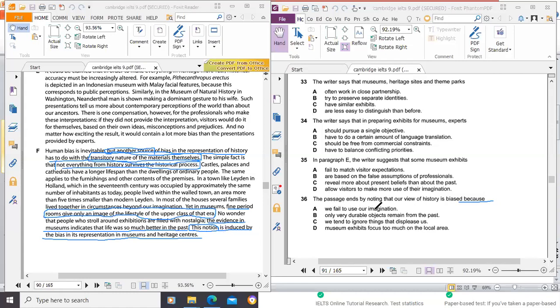So we fail to use, oh no, how could you say this? No, this is so wrong. How come? Only very durable objects remain from the past. Do they talk about only this? They talked about lifespan and the dwellings of ordinary people. We tend to ignore things that displease us. Museum exhibits focus too much on local area. So the only thing that talks about the material here is what you would imagine.